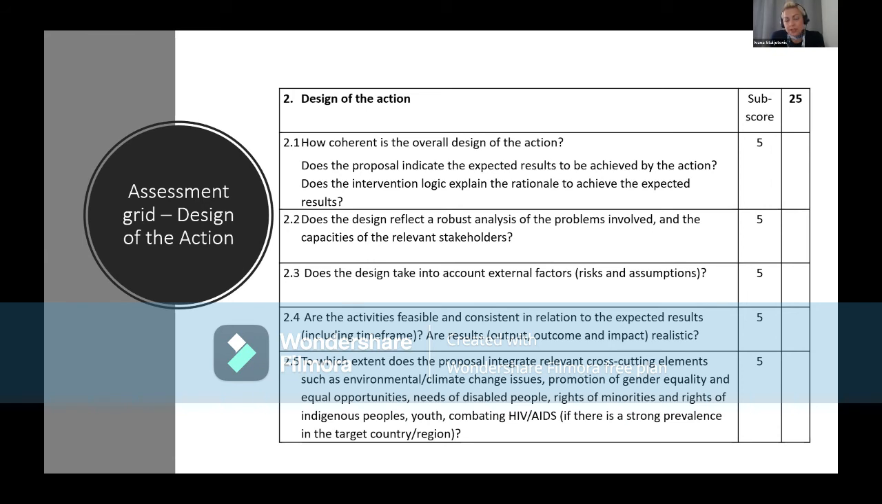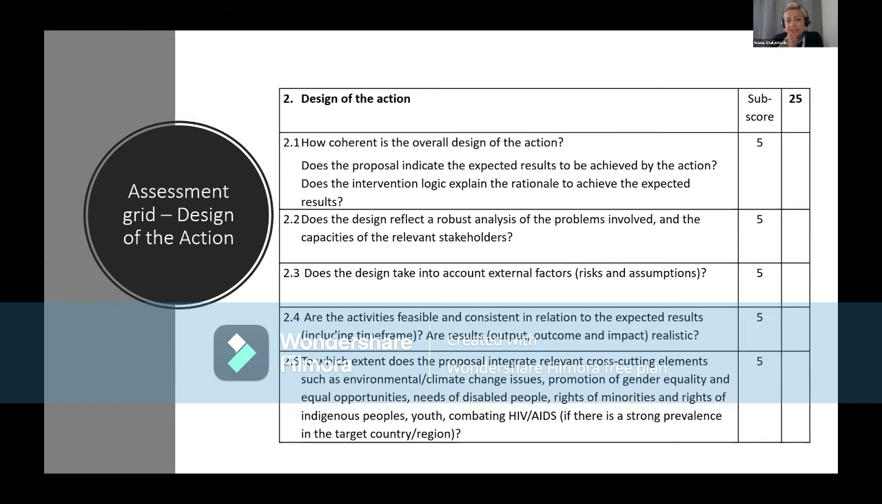Then the second question is, does the design reflect a robust analysis of the problems involved and the capacities of the relevant stakeholders? For each of these subsections, the maximum score is 5. So maybe for the first question you can gain a subscore of 4, then for the second question you can receive maybe 5. Then maybe you can receive even a score of 3 or 2 or 2.5. It really depends on the quality of your proposal concerning each of these questions. So you need to take all of them into account.